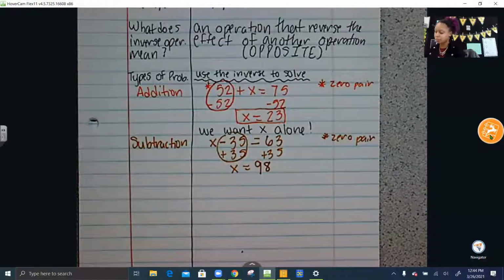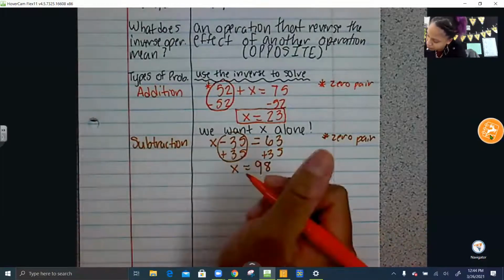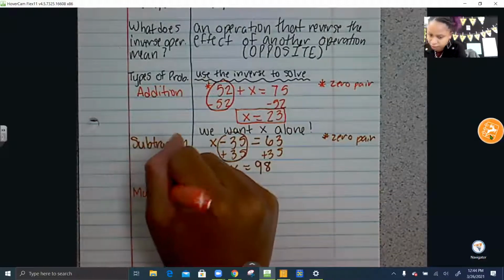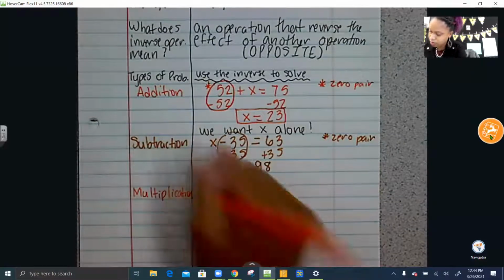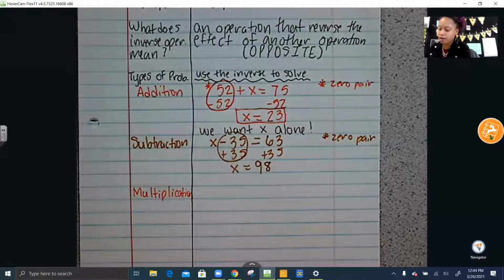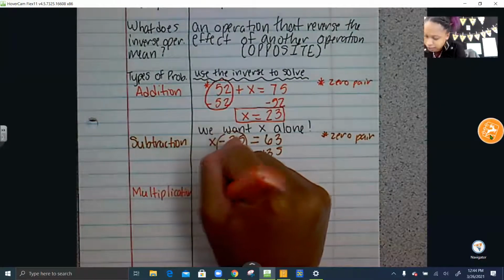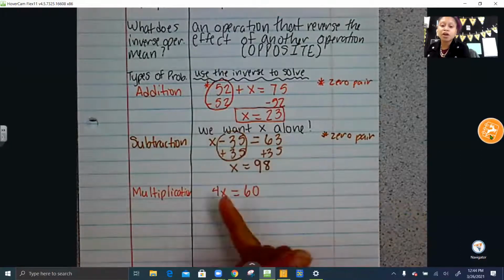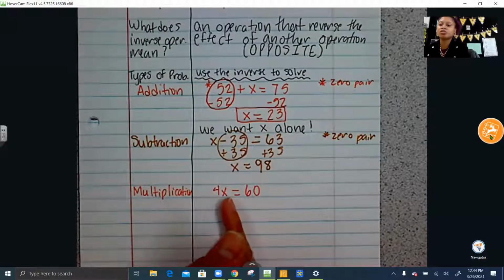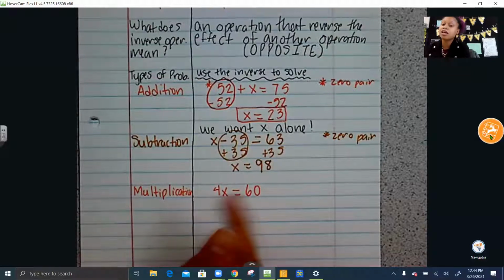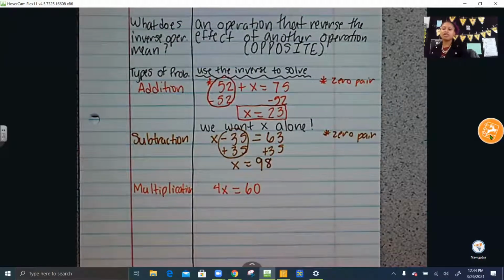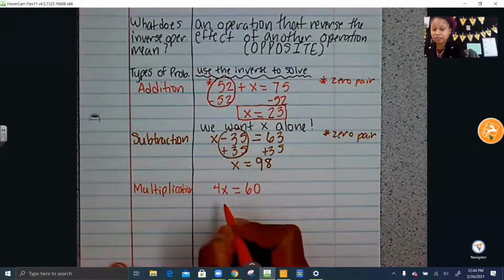Now let's talk about multiplication. So let's say we have our problem 4x equals 60. Now, just remember when you have a number next to a variable like this, that is multiplication. So this is 4 times x. So then if we're doing the inverse operation of this, so the opposite, we have to divide.